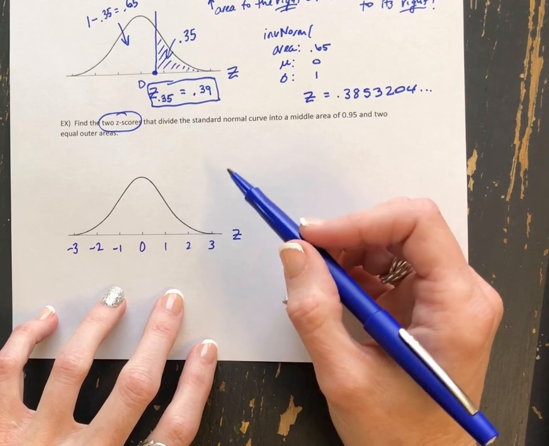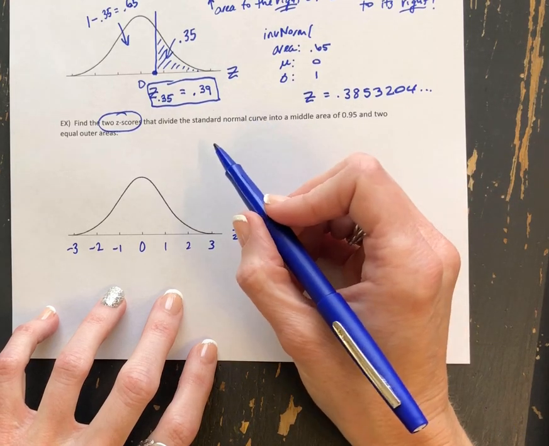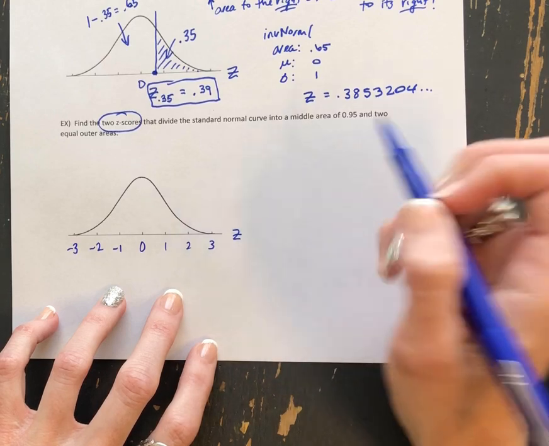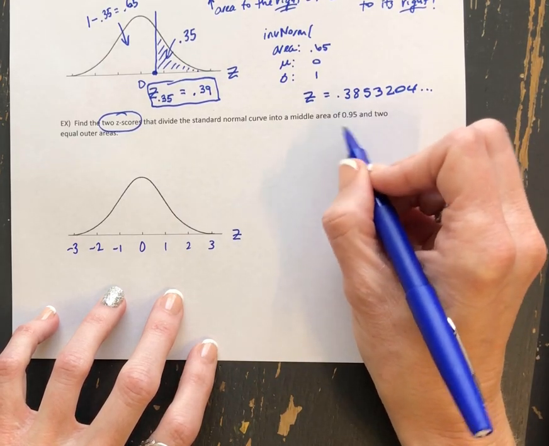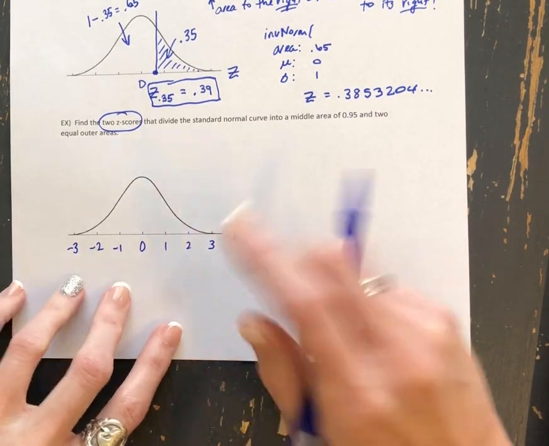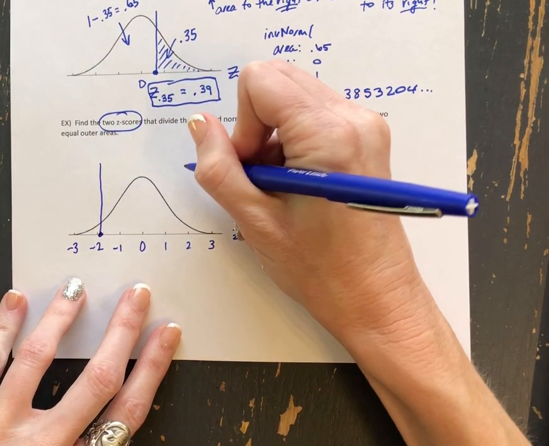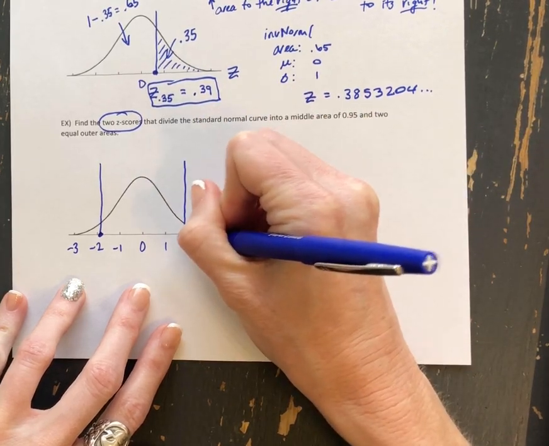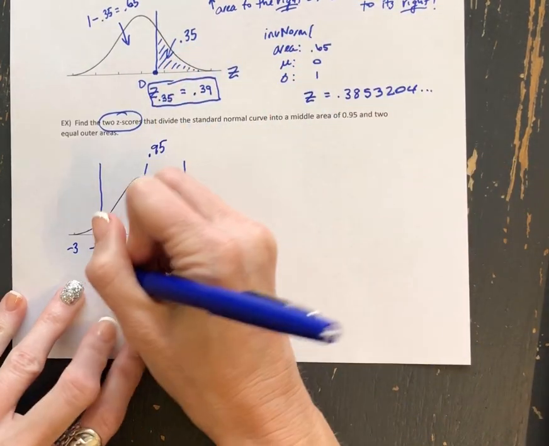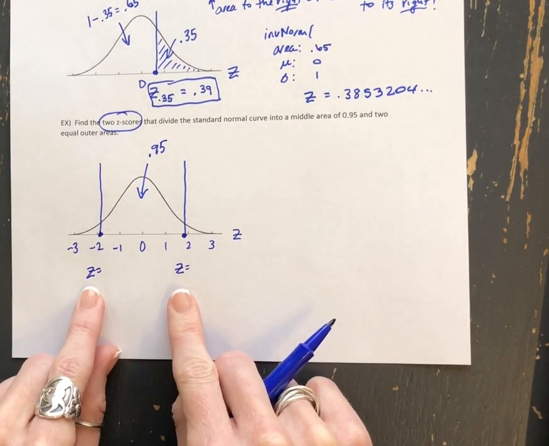To be precise here, that rule is not exactly 68, 95, 99.7. It's really about 68, 95.44 and 99.74. So to get right at 95%, we're going to be close to 2 and -2, but not quite right there. So basically, we know we're going to have some z-score down there and some z-score up here that divide this curve into a middle area of 0.95. And what we are looking for is what are those z-scores.